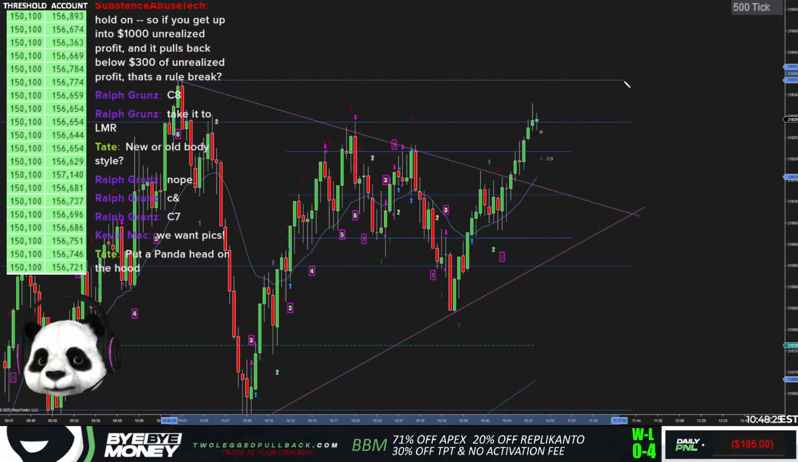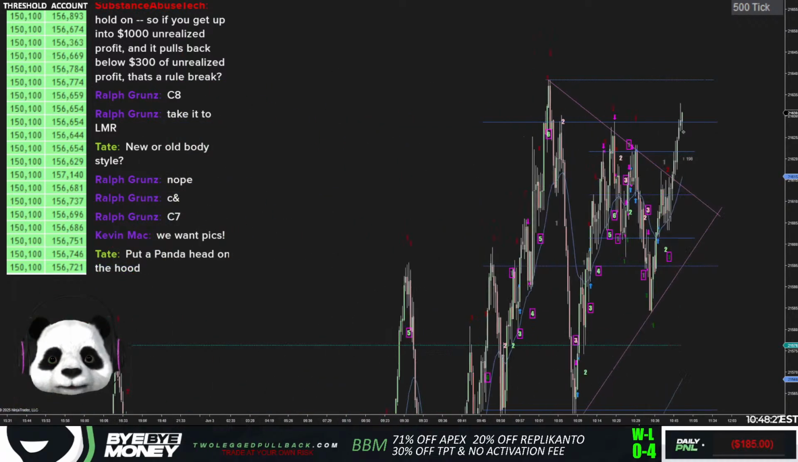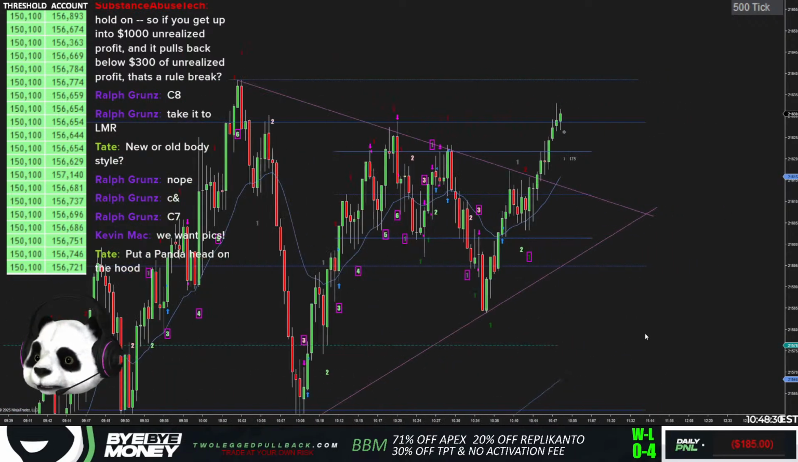It's basically this pivot, right? If we can close above this pivot on the 5 minute chart, then we may be rocking and rolling here.